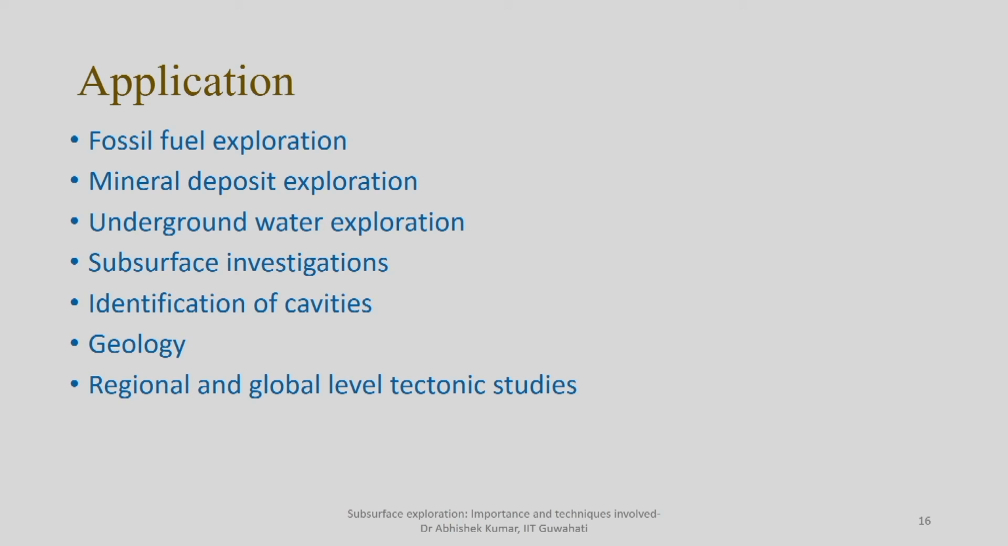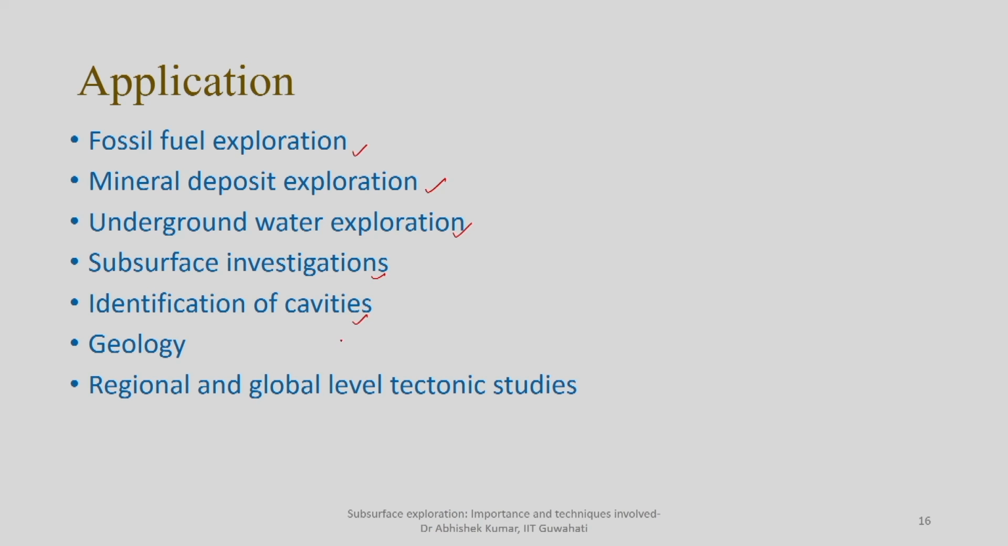The difference of these two will always be there, because there will always be some kind of heterogeneity in the subsurface medium. So, this difference between the generalized gravity and the gravity after applying all those corrections is called Bouguer gravity, BG, and it gives you an indication about what kind of heterogeneity is available beneath the ground surface. So, this method, gravity survey, you can use for fossil fuel exploration, for mineral deposit exploration, for subsurface investigation, and for identification of cavities.